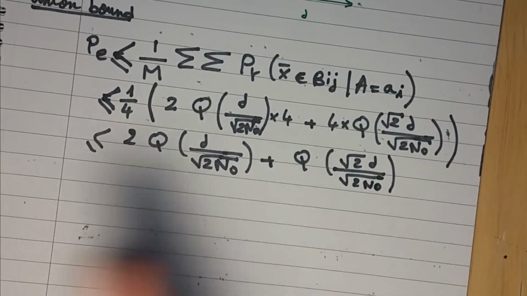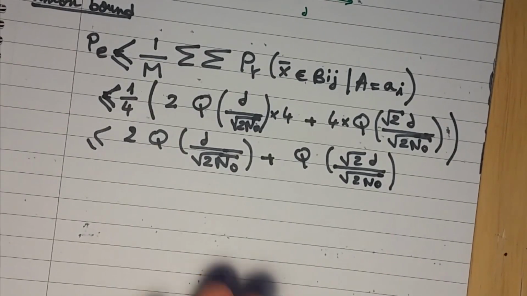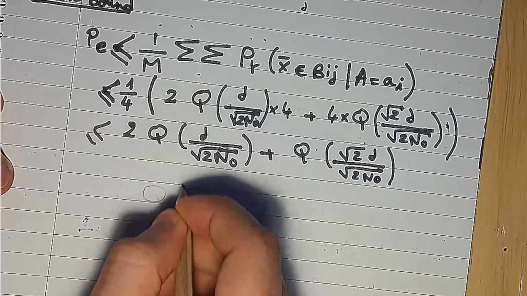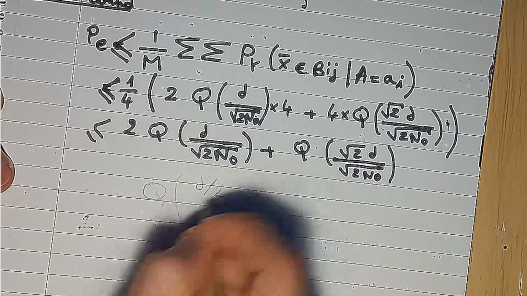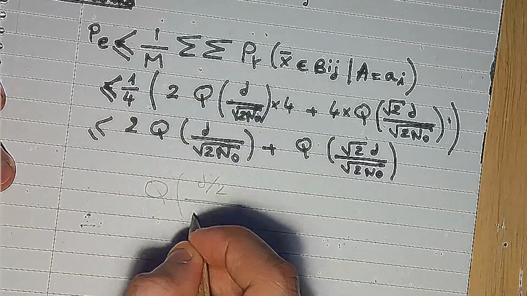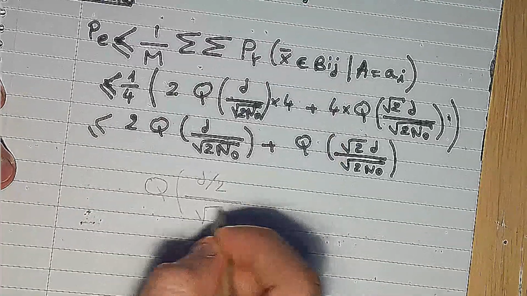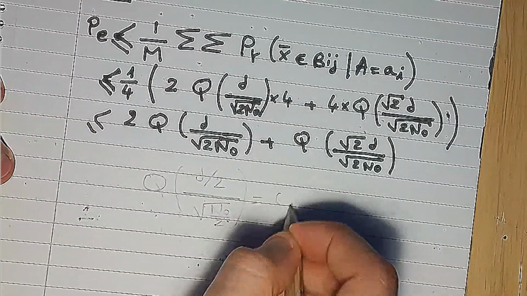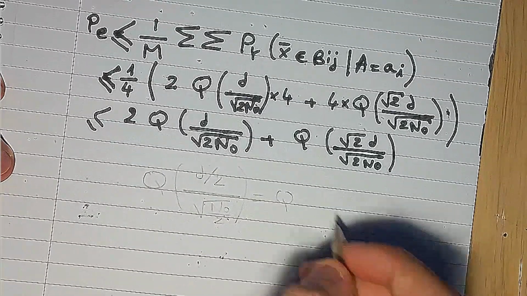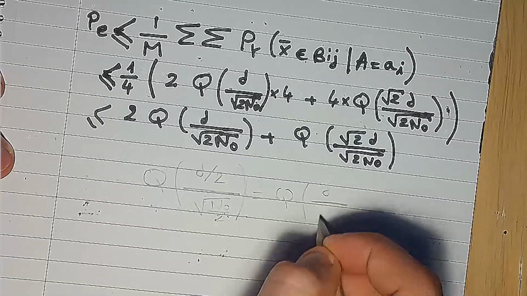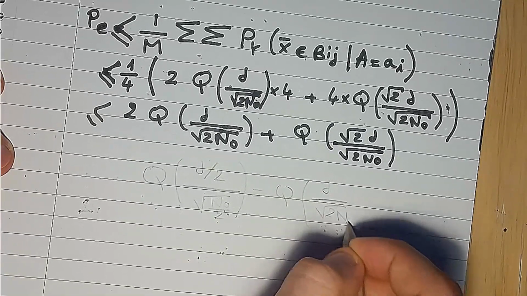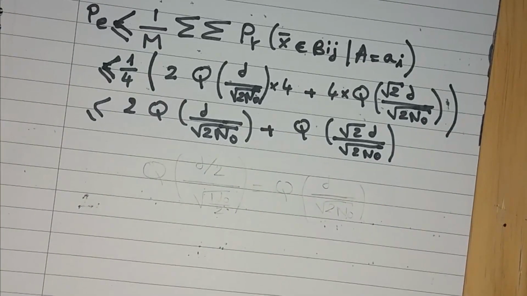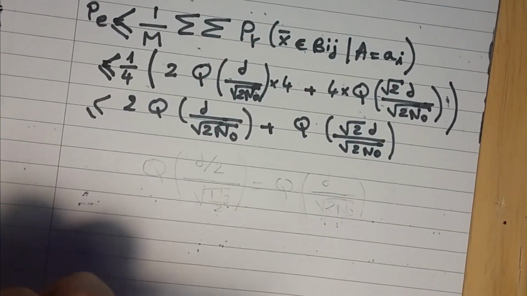In the Q function, you should just put the distance over 2 over the standard deviation, which is square root of N0 over 2. And using that, you get Q of d over square root of 2N0. So don't be scared, it's nothing. So yeah, this is for QPSK.